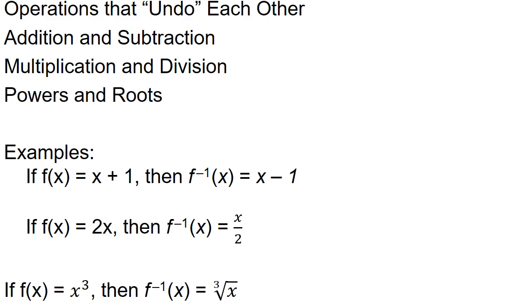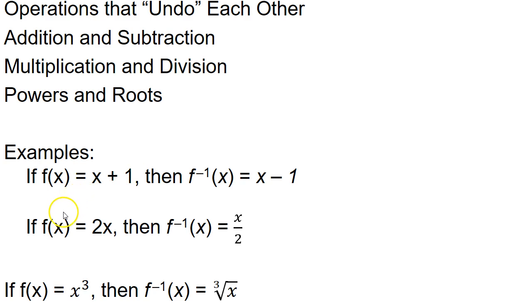One-step inverse functions, operations that undo each other: addition and subtraction, multiplication and division, powers and roots. Examples, if f of x equals x plus 1, then f inverse of x would equal x minus 1. That is, if we start with a number x and add 1, then to undo that, we start where we left off and subtract 1. So subtracting is the inverse of adding.